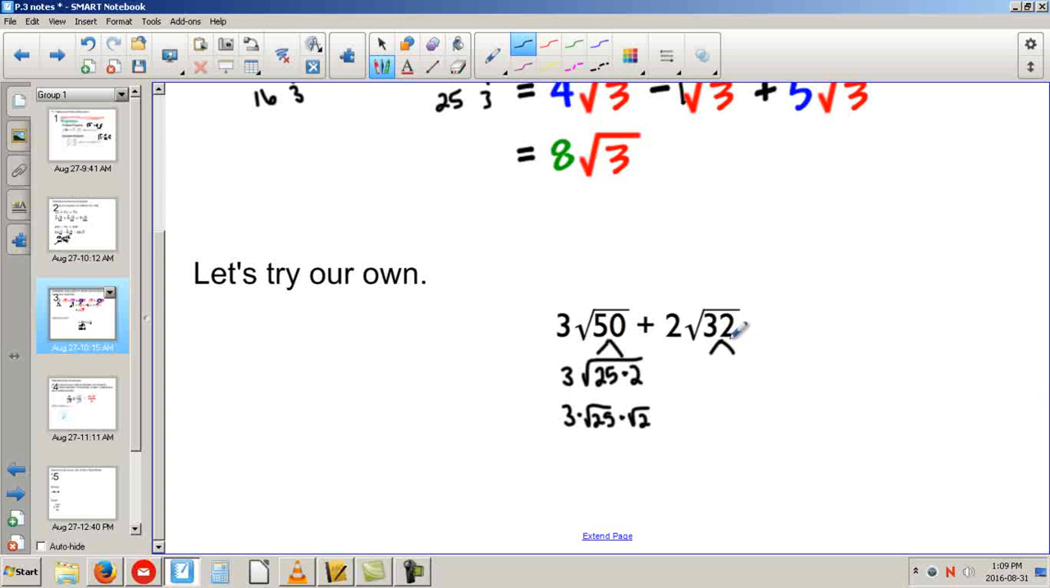Now, I could come back here and work with this, but I'm going to wait for a minute. This 25, what is the square root of 25? Well, we know that that is a 5. But notice, it's 3 times 5, which is 15 times root 2, so 15 root 2 plus. Now I need to come back here and do the same process here on the right.